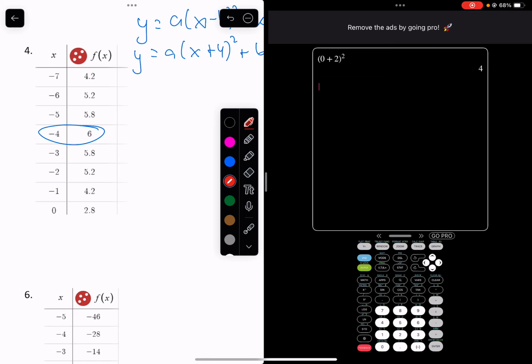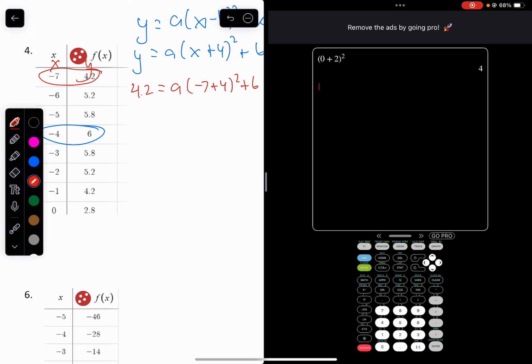Now, let's pick another point to plug in, okay? These ones, just pick one out here. So why don't we do, we'll just do this, negative 7 and 4.2. So I'm going to plug in negative 7 for x and 4.2 for y. You could have picked any of these points. I just picked the first one here. So I replace my y with a 4.2. I replace my x with a negative 7.